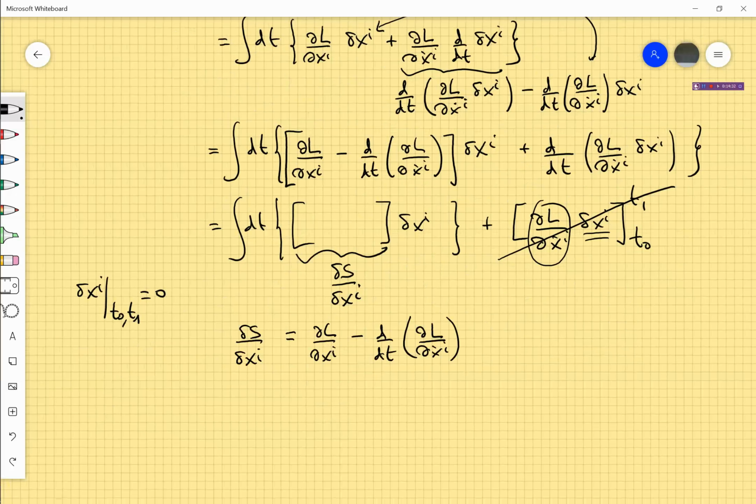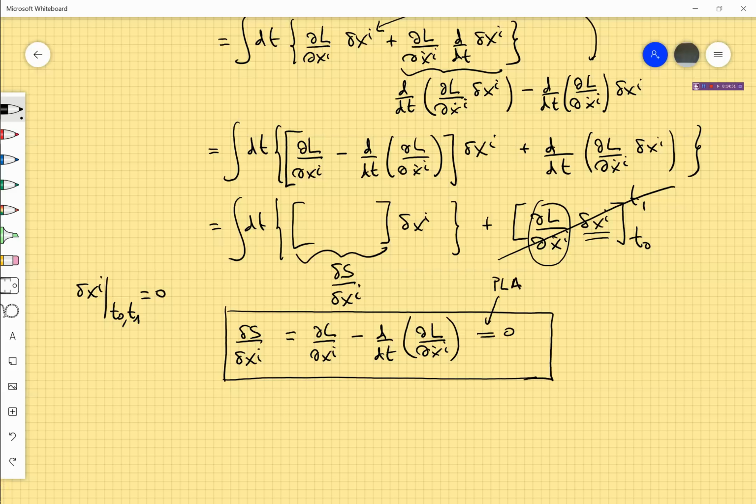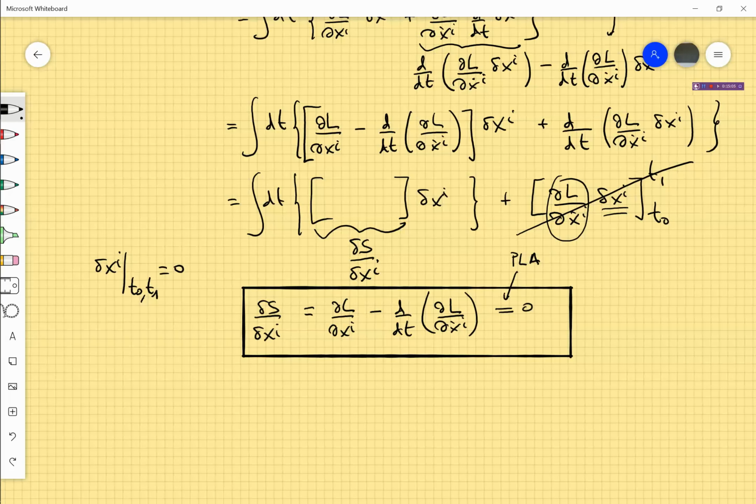For the moment, these are just the left-hand sides of the equations of motion, and the principle of least action tells me that this has to be 0 when I evaluate it on solutions, which proves that the principle of least action is equivalent to the Euler-Lagrange equations of motion. When they are satisfied, the trajectory that satisfies them extremizes the action, in particular delta S over delta xi is 0.